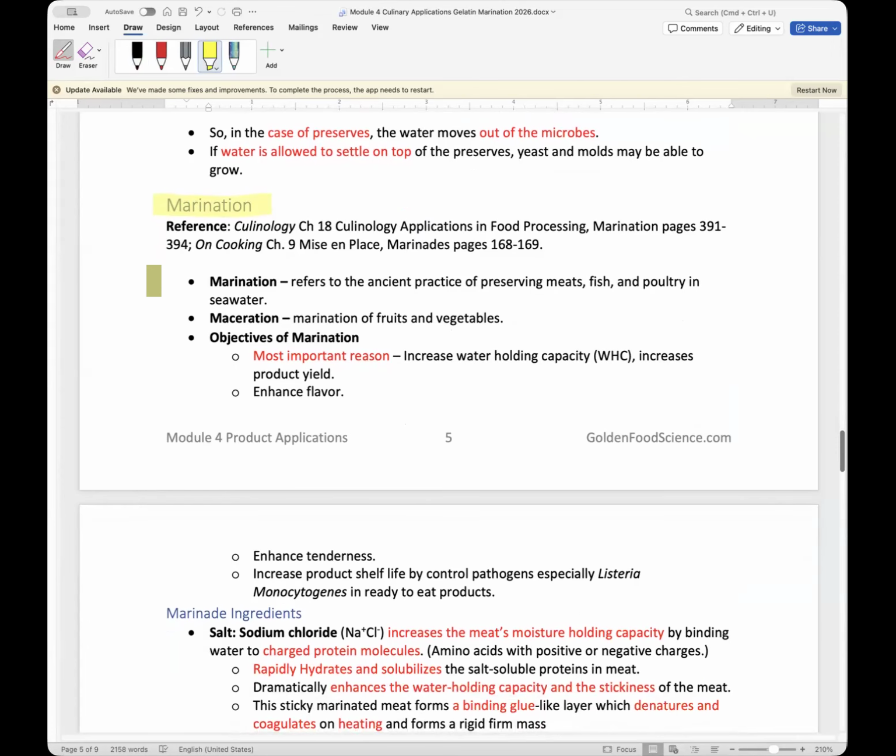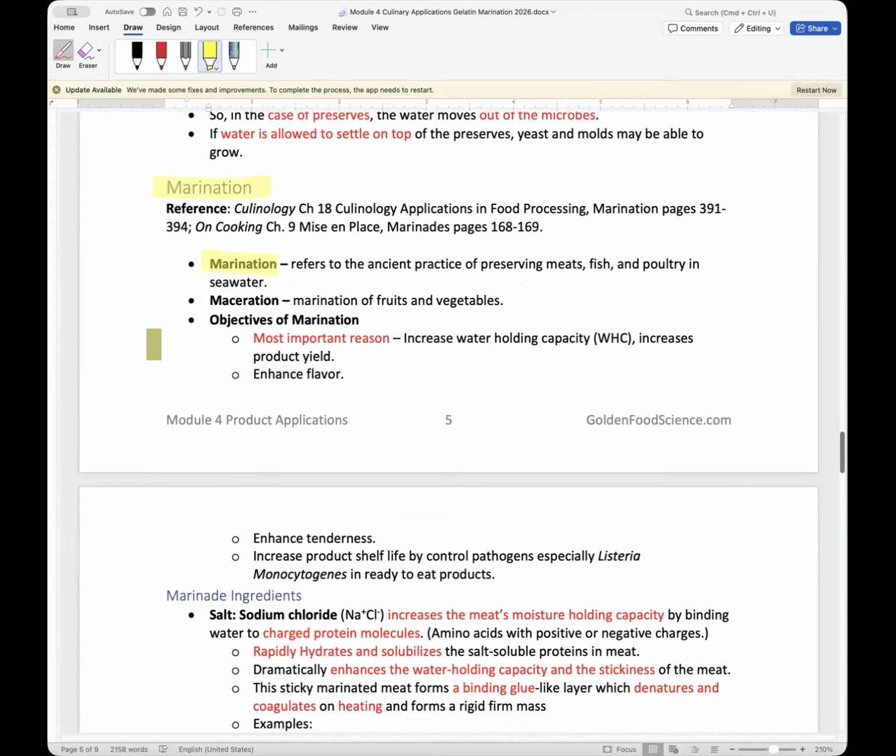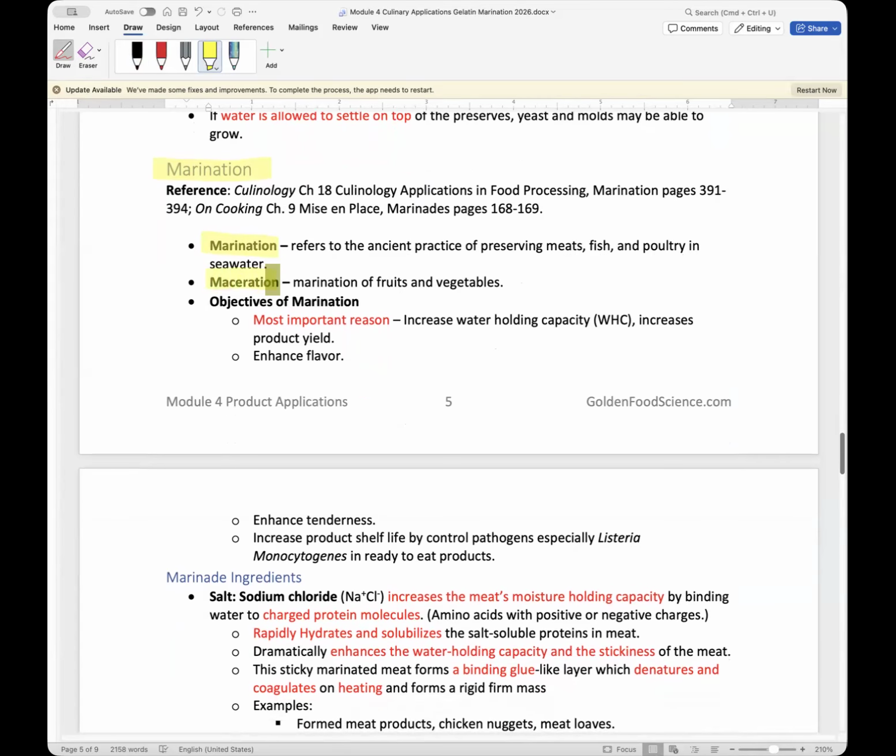If we are talking about meat, fish, or poultry, we talk about marination. If we're talking about the marination of fruits and vegetables, it's called maceration, right? So those probably two terms you should be familiar with. But why do we marinate? The main reason is to increase water holding capacity.